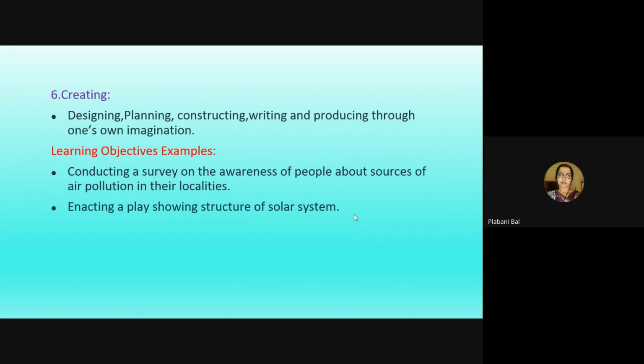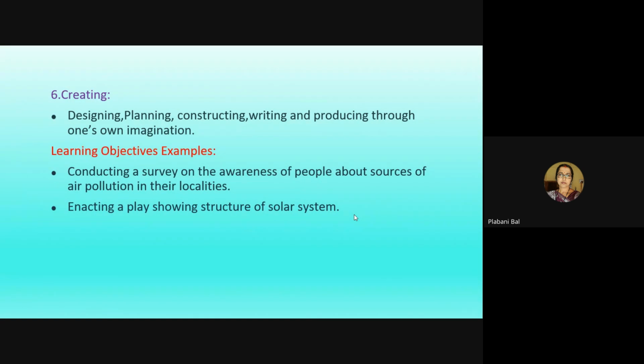So conducting a survey, you can take as an objective in the creating step. If the child is able to conduct a survey on their own on the awareness of people about sources of air pollution in the locality, or enact a play showing the structure of the solar system, you are doing a science act, a science play. If the students are able to do these things, that means they are creating. They have achieved all the five objectives and they are in the sixth step, that is the creating step.